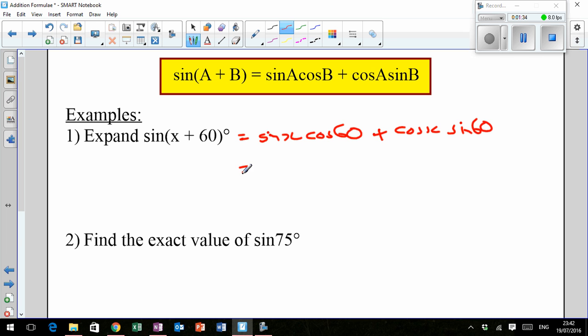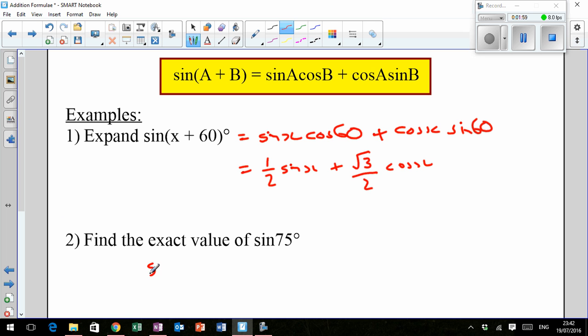Okay, but this time we know what cos 60 is. Cos 60 is a half, so that's really going to be a half sine x. And I'm going to add on sine 60, that's really root 3 over 2, so it's going to be root 3 over 2 cos x. So that is a simplified expansion of sine of x plus 60: half sine x plus root 3 over 2 cos x.